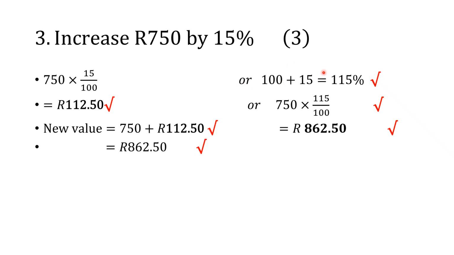Or as I said, we can go the shorter way. Remember, 750 is in itself 100%. If I increase it by 15%, that means my new price becomes 100 plus the 15%, which gives me 115%. So I can just say 750 times 115 over 100. 1 mark, then it gives me 862 Rand 50, another mark for the correct answer.